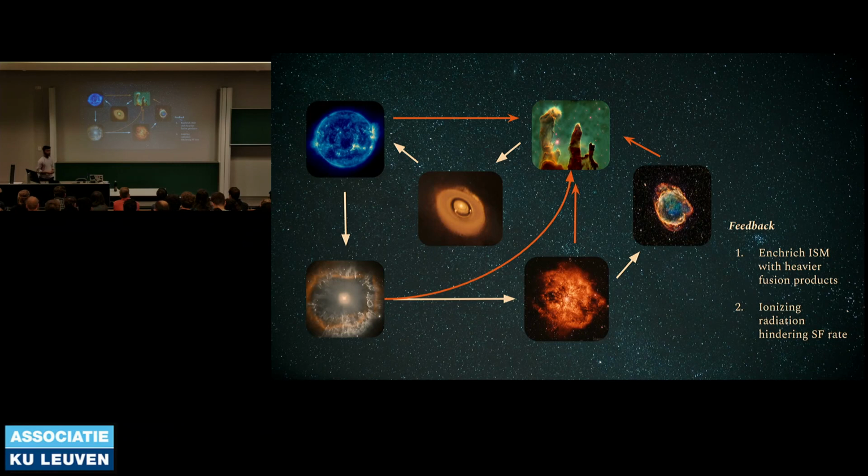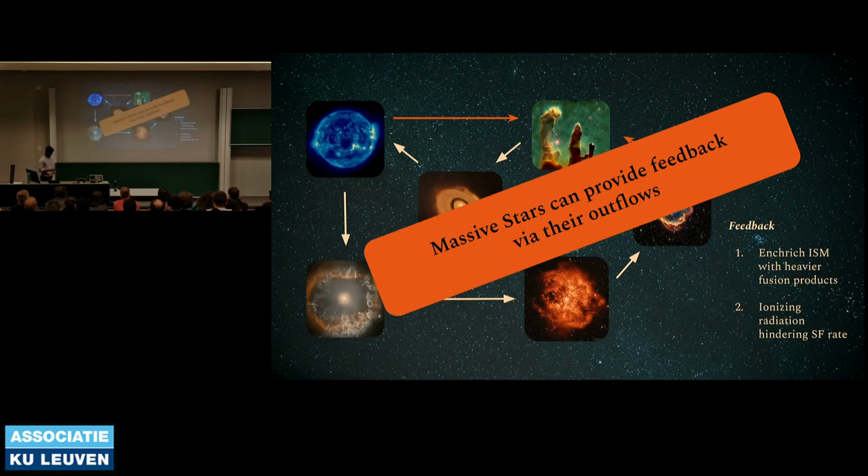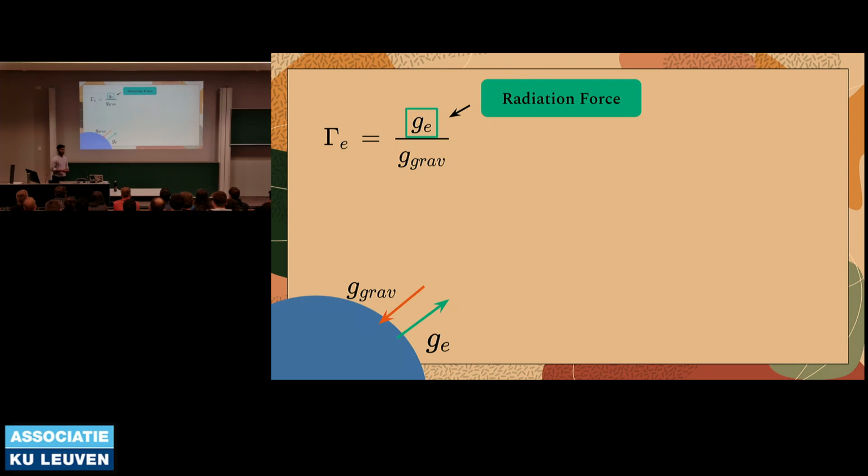So what feedback in massive stars can do is that they can enrich your interstellar medium with fusion stuff that they form. They can also provide ionizing radiation and thus hinder star formation. And one way that massive stars do this kind of thing is through their outflows. And a way to look at outflows would be through the so-called classical Eddington factor, which is nothing but the ratio of your radiation force by your gravitational force.